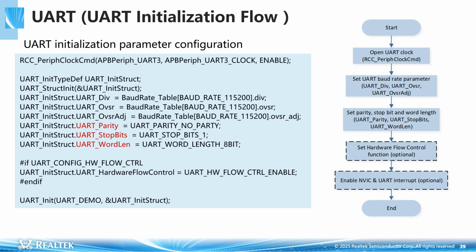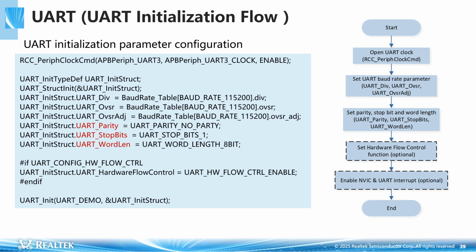The UART initialization process is shown in the diagram. Here are the steps. Step 1. Enable the clock signal for the UART. Step 2. Set the UART baud rate. Step 3. Configure the UART's parity bit, stop bit, and data bits.